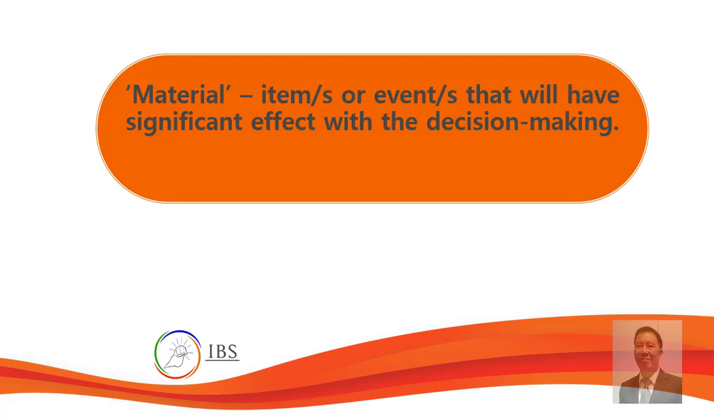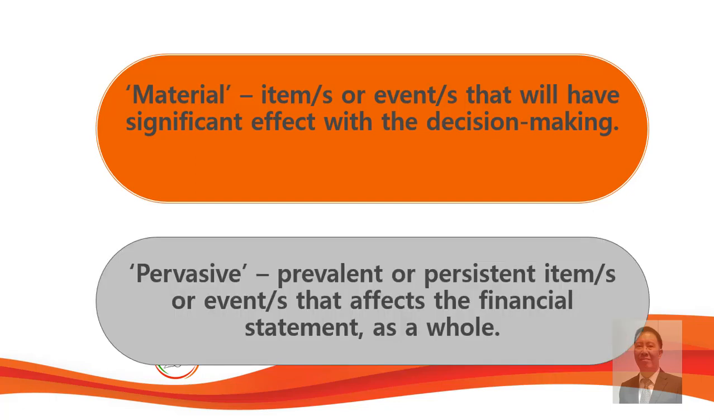Okay, coming back to that materiality concept. When an item or items or events are material, it has a significant effect on your decision making. When we see the word pervasive, it's a prevalent or persistent item or items or event that affects the financial statements as a whole. So if we want to compare these two, material may affect only one or two line items in the financial statements, while pervasive can affect the whole financial statements.